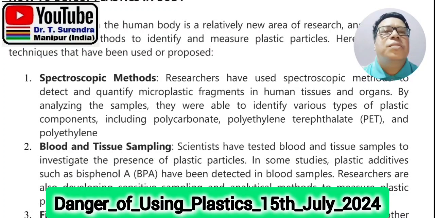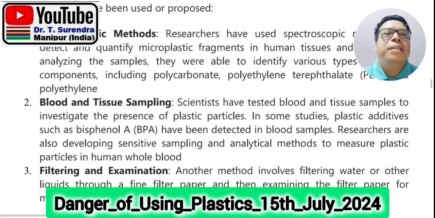Spectroscopic methods. Researchers have used spectroscopic methods to detect microplastic fragments in human tissue and organs. By analyzing the samples, they are able to identify various types of plastic components, including polycarbonate, polyethylene, terephthalate, and polythenes.